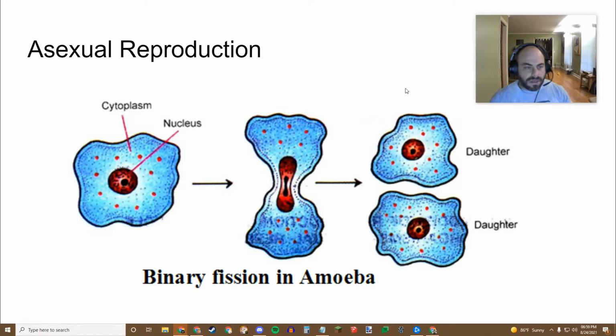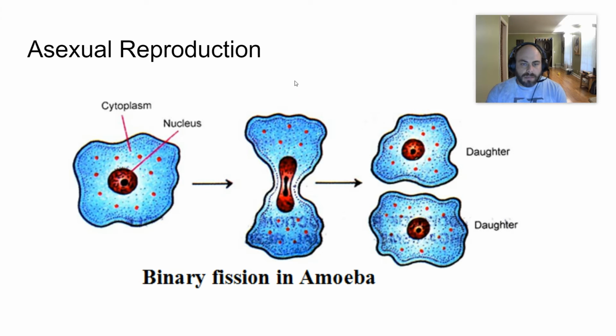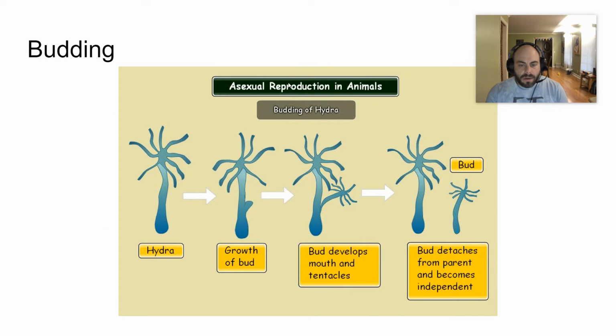Here is binary fission in amoeba, but amoeba aren't animals, and so we're not that concerned about amoeba. But that's just an example. You have one, it splits into two, and they're the same. We have our friend Bud here again, and budding is an example found in the animal kingdom. This is a picture of Hydra, which is in the jellyfish family, Cnidaria, and so the Hydra will produce buds, and that bud, even though it's independent from its parent, is still genetically identical to it.